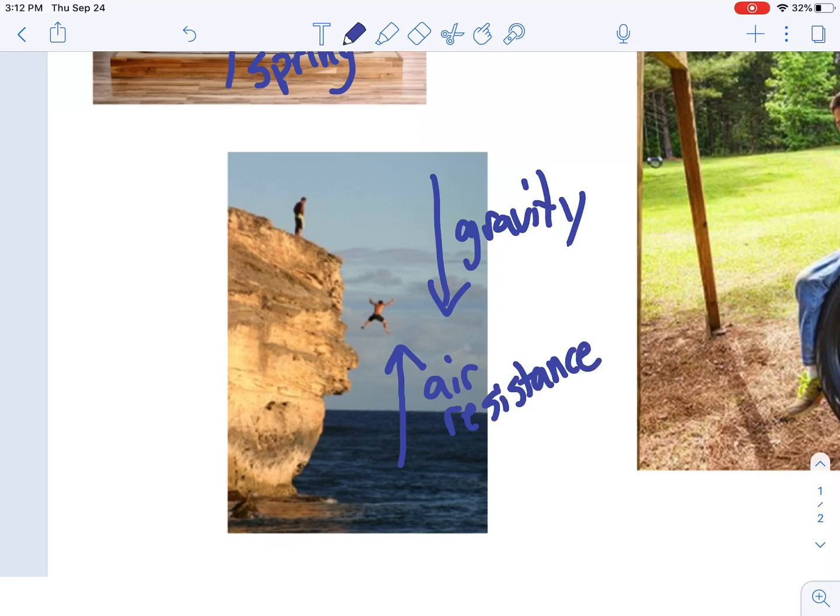Okay, air resistance is the friction of the air as you are falling, and it slows you down. If that person had a parachute, they would be going much slower because there would be more air resistance. There would be more air trapped inside that parachute.